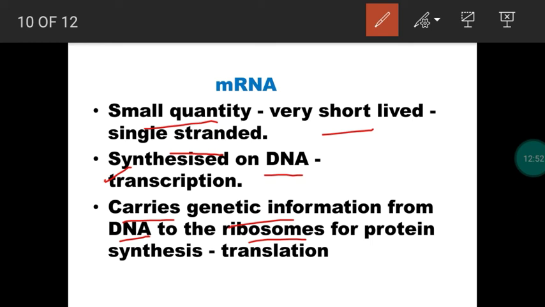Next, the role of messenger RNA is to carry genetic information from DNA to the ribosomes. In ribosomes, protein synthesis takes place. mRNA carries genetic information from DNA to the ribosomes, and the process is called translation. So this is the role of messenger RNA.